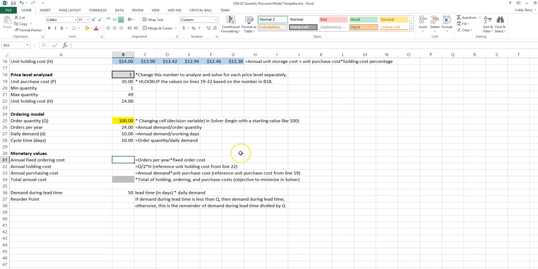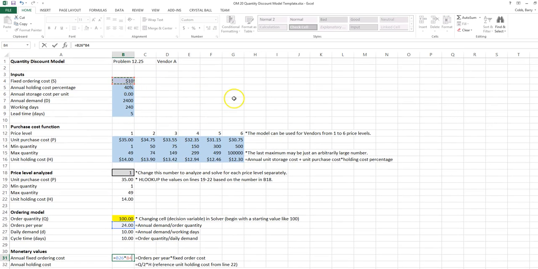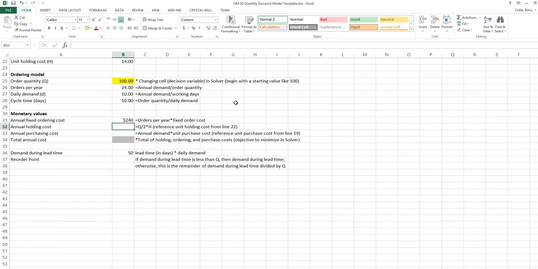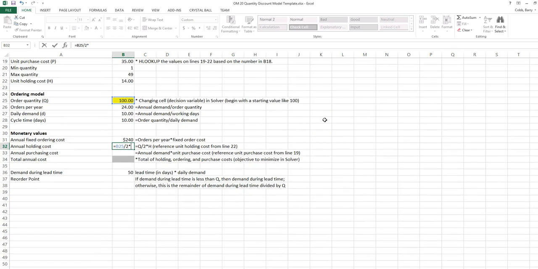Now we're ready to enter the cost model. The annual fixed ordering cost is the orders per year times the fixed ordering cost of $10. The annual holding cost is the average inventory, which is Q divided by 2, times the unit holding cost.